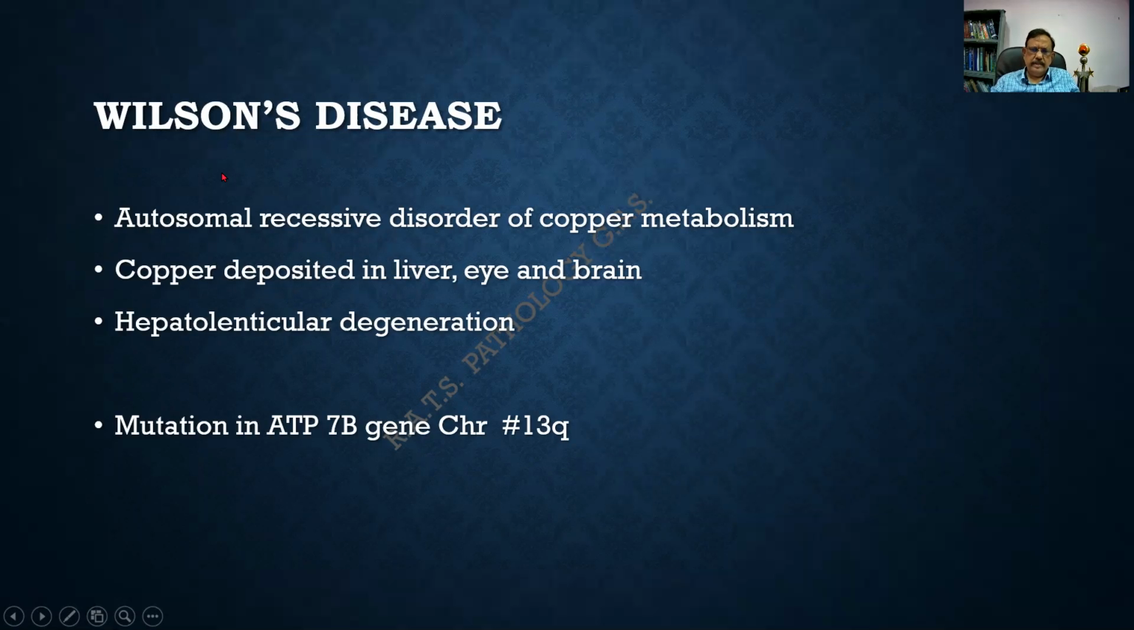It is Wilson's disease. Good. Autosomal recessive disorder of copper metabolism. The copper is deposited in the liver, eye, brain, and otherwise called hepatolenticular degeneration, as these organs are affected. There is a mutation in the ATP7B gene due to the fracture of the 13q chromosome. Q is the long arm, and then there is a break in it, fragmentation.